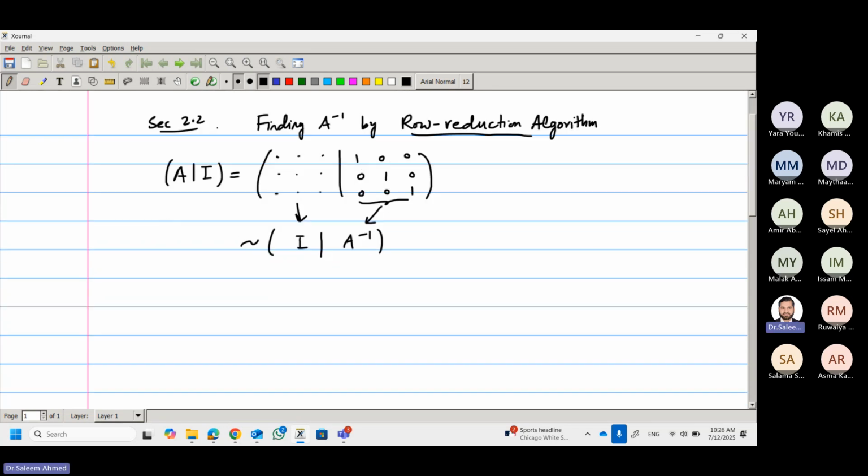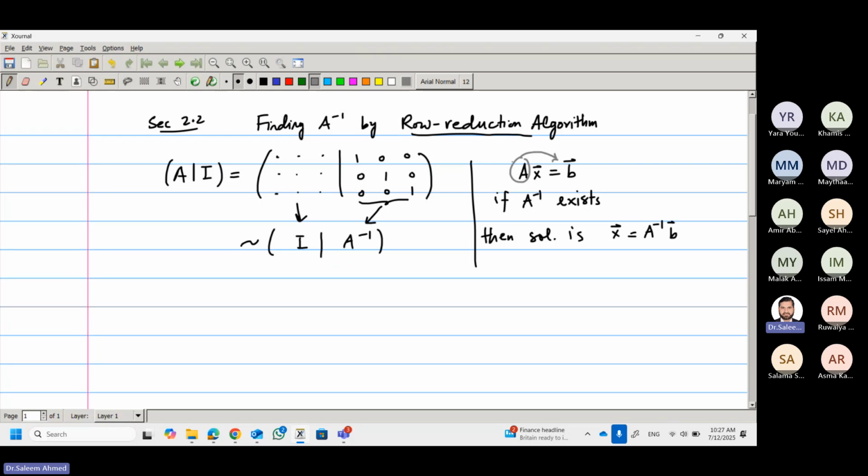The second thing in this section was the solution of a system of linear equations using the inverse. So if A inverse exists, if there is an inverse of A, then the solution of the matrix equation is x equal to A inverse B. You just have to multiply. You can just bring this A to the right hand side and multiply by A inverse.